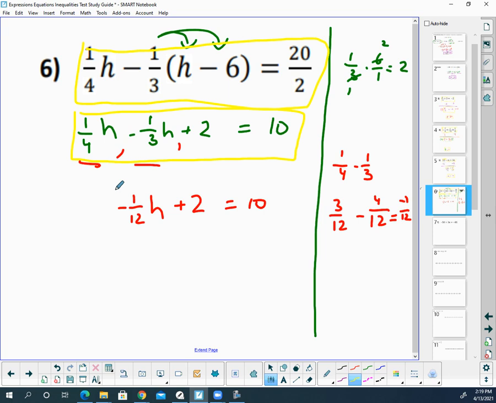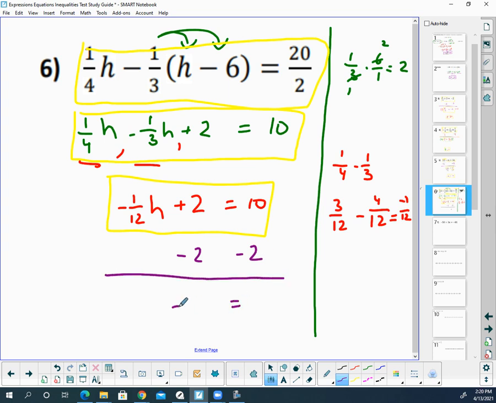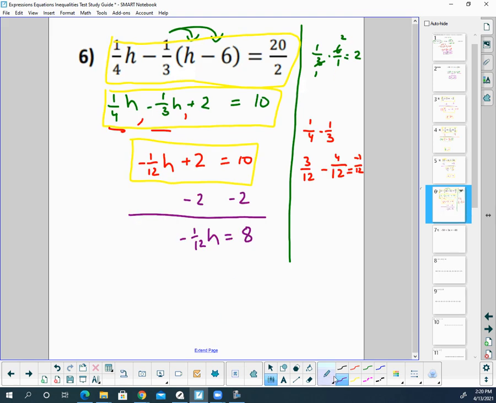Right, so my next step after combining like terms is to get this equation. At this point, I want to isolate h to get it by itself, so my next step would be subtract 2 from both sides. By subtracting 2 from both sides, I get negative 1/12 h plus 2 and minus 2 become a zero pair, so I'm left with just negative 1/12 h. On this side, 10 minus 2 is 8. So I have negative 1/12 h equals 8.